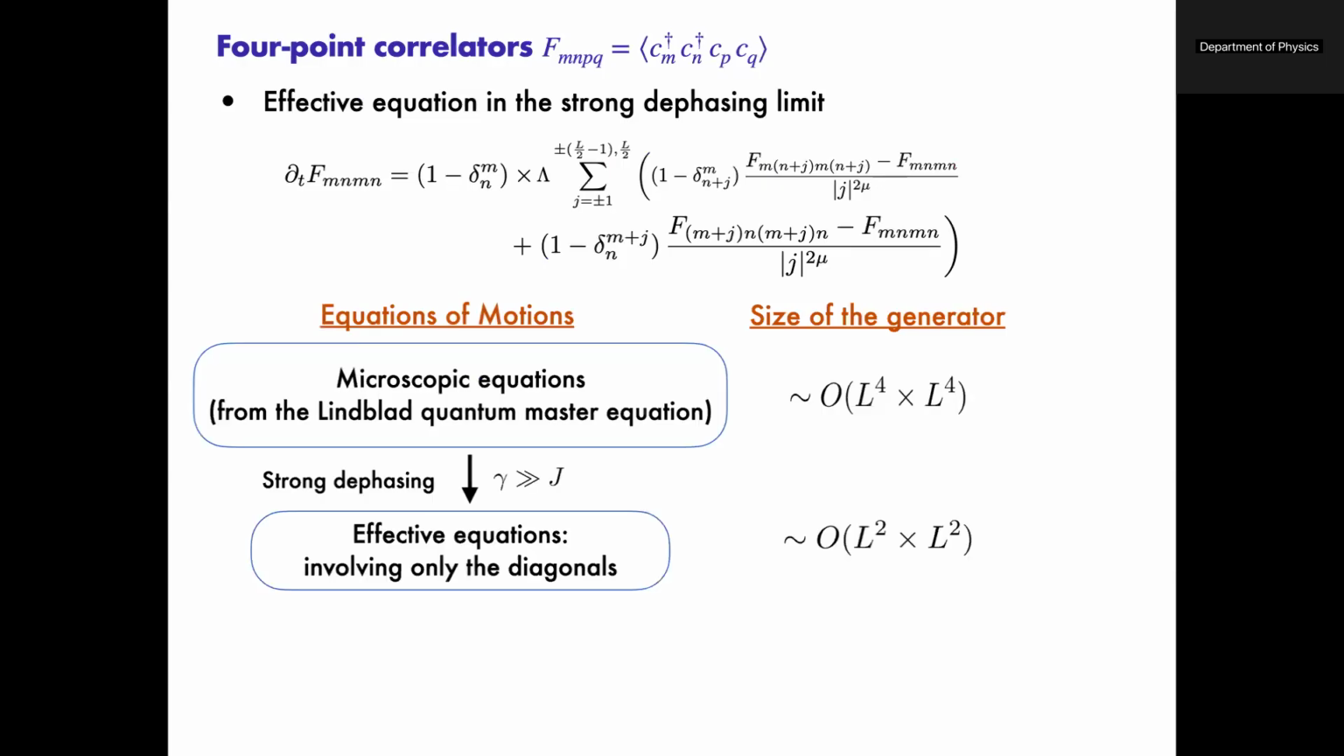When you take strong dephasing, which is this equation, this actually reduces to L squared by L squared, which is still difficult. Remember, for the 2-point function, it was L by L, so we were dealing with an L by L matrix. But here, because there are 2 indices, it becomes L squared. It's still non-trivial to go to large system sizes.